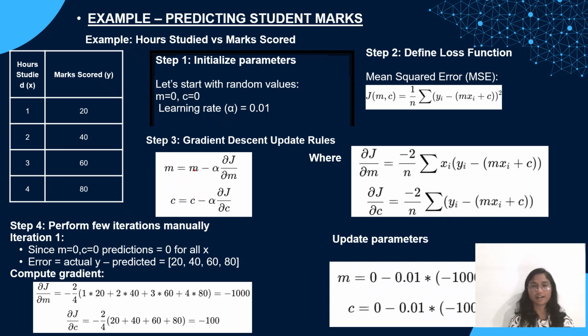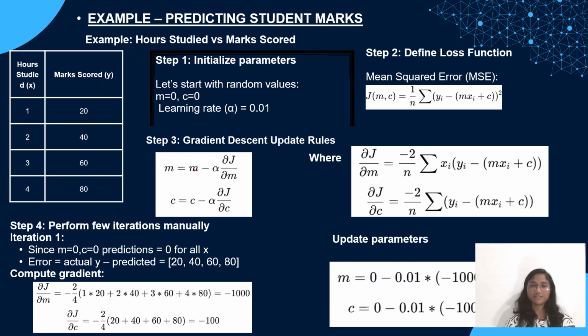So let's start with random values for m and c. Initially we take the value of m and c equal to 0 and learning rate alpha equal to 0.01. In step 2, define the loss function. We use the mean square error formula, that is J(m, c) equals 1 upon n summation of (y_i minus (m x_i plus c)) whole squared. We use this formula and then step 3, gradient descent update rule.